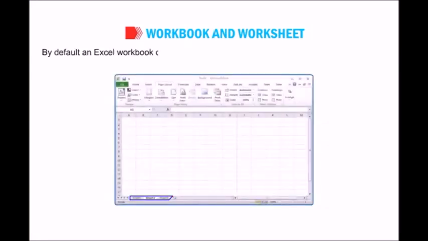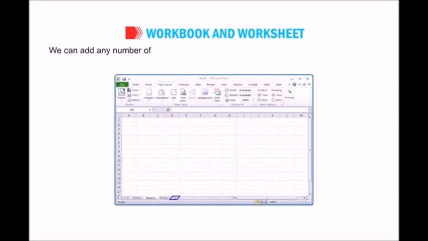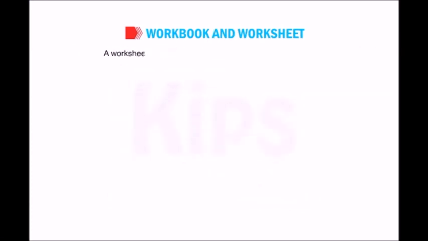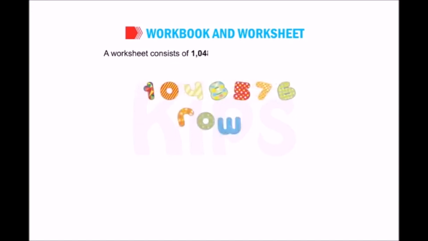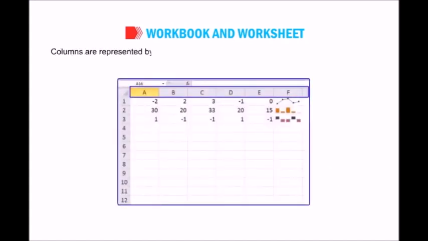By default, an Excel workbook displays three worksheets at the bottom with the name Sheet 1, Sheet 2 and Sheet 3. We can add any number of worksheets in a workbook according to the limits of memories available on a computer. A worksheet consists of 10,48,576 rows and 16,384 columns. Columns are represented by alphabets on the top and rows have numbers on the left side of the worksheet.